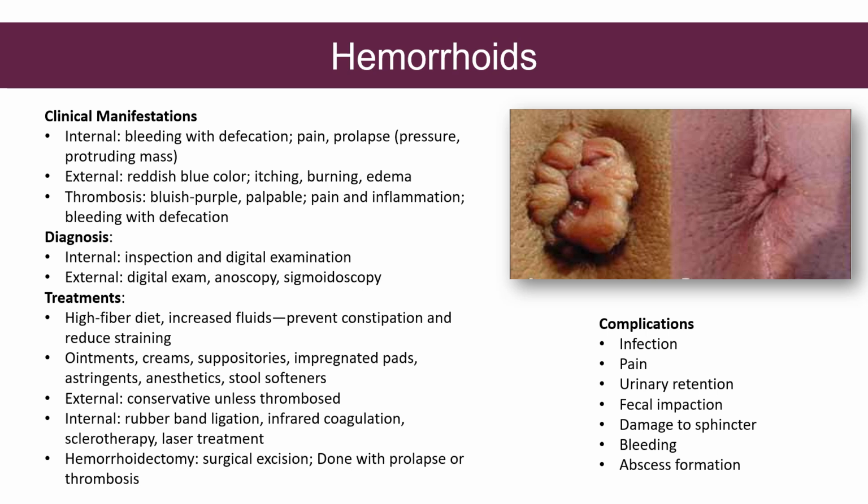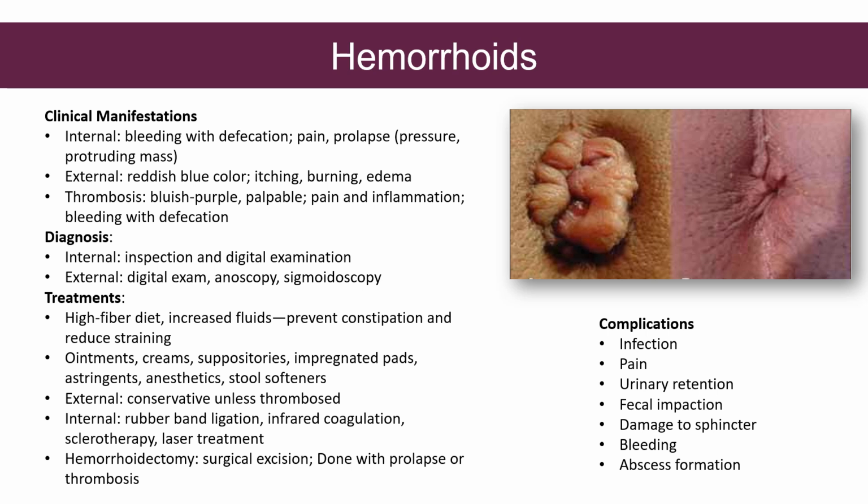So clinical manifestations include bleeding with defecation, especially when they're internal, pain, prolapse. You'll see a protruding mass if that happens. So you can see in this picture, these are both hemorrhoids, and the one on the right is mild, on the two, very large. On the first picture, it's very large. If you have external hemorrhoids, they might be reddish to blue in color. They may itch, they may burn, they may become edematous. If you have a thrombosed hemorrhoid, because remember we're talking about vessels, they may also be bluish purple, palpable, inflamed, and they'll bleed with defecation.